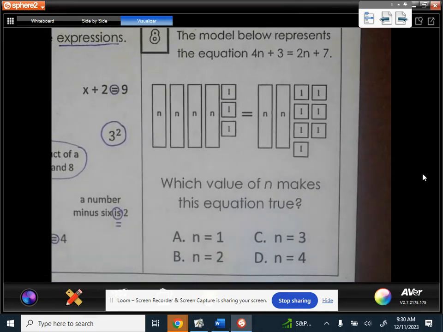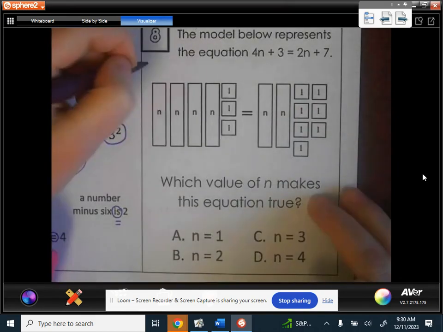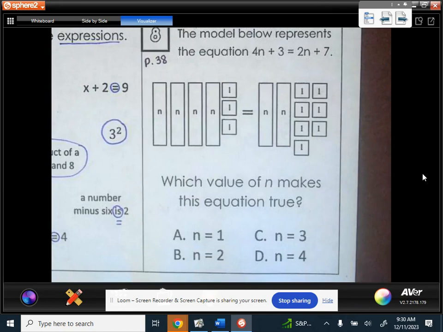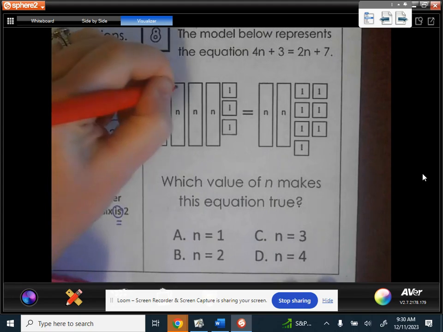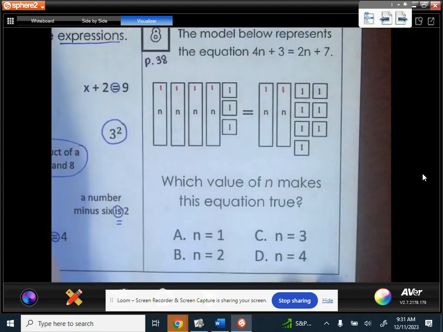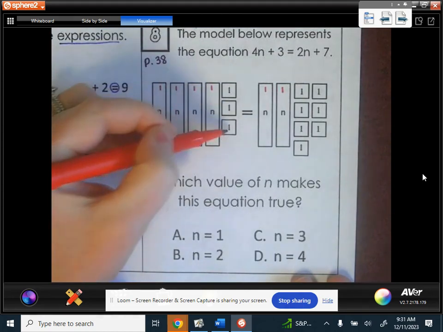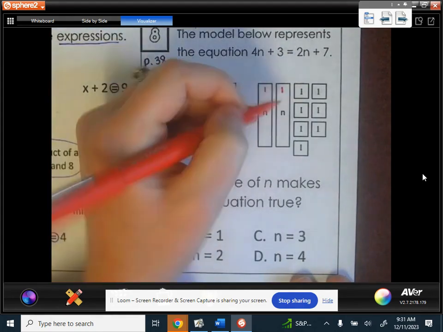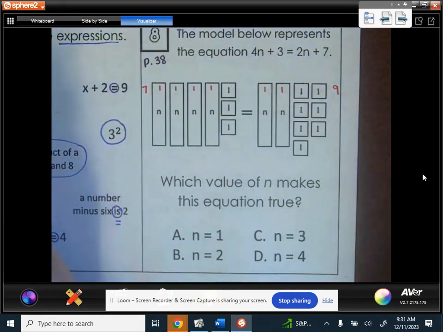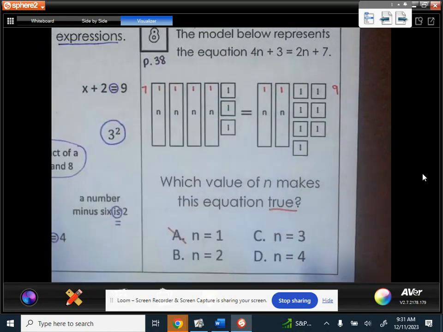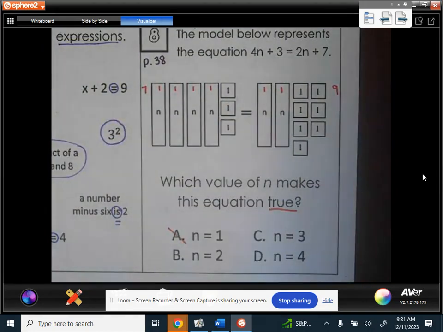And last but not least, we have this model, and this is about evaluating expressions. Evaluating expressions is on page 38, on the left side of page 38. It says, which value of n makes this equation true? This is that one where we just have to test them all out. So first, I'm going to try if n equals 1. So all of these n's would be 1. That's 1, 2, 3, 4, 5, 6, 7, so 7 on this side. 1, 2, 3, 4, 5, 6, 7, 8, 9, so 9 on this side. That doesn't work. Those aren't equal. It says which one makes it true, and it is not true that 7 equals 9.